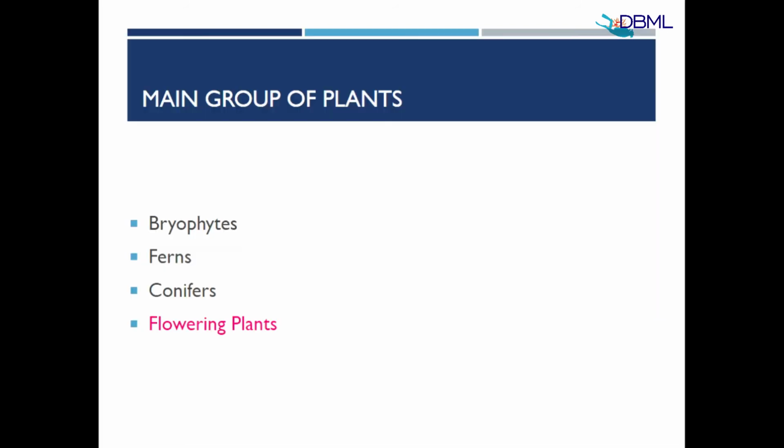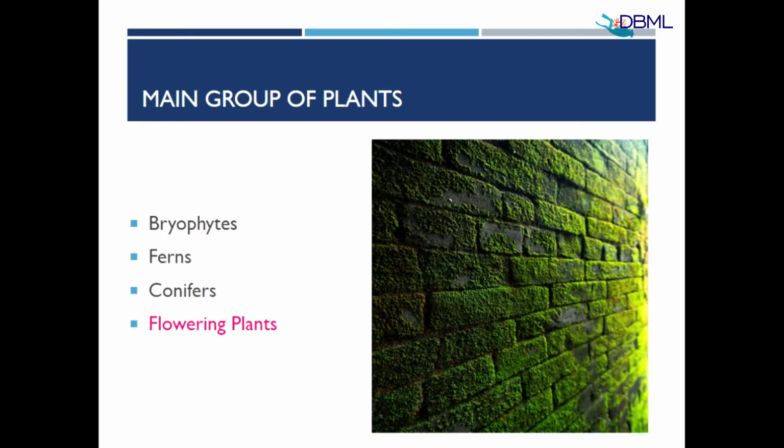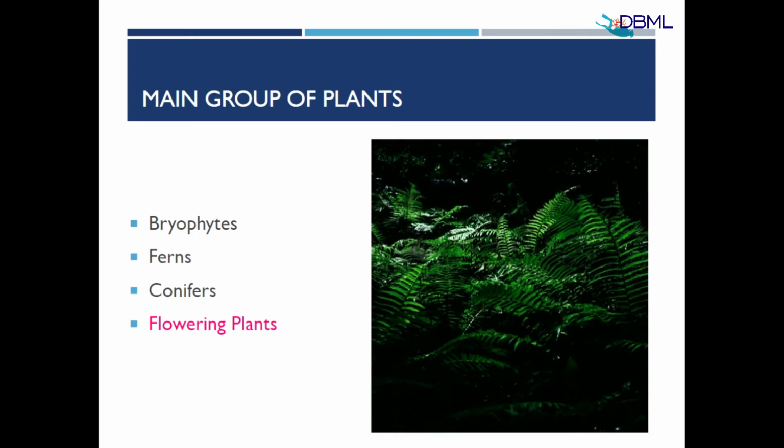Let's talk about the main groups of plants. There are 4 main groups of plants. We have bryophytes, which are mosses or liverworts. These are organisms with simple roots called rhizoids, and they have simple leaves and simple stems. They're normally found in cool, damp areas. Then we have ferns.